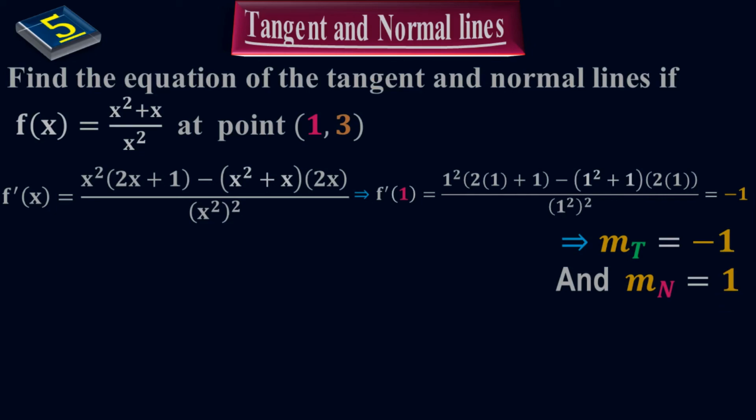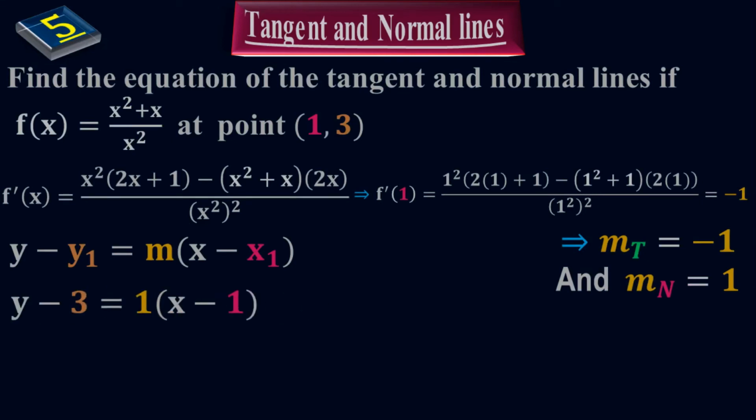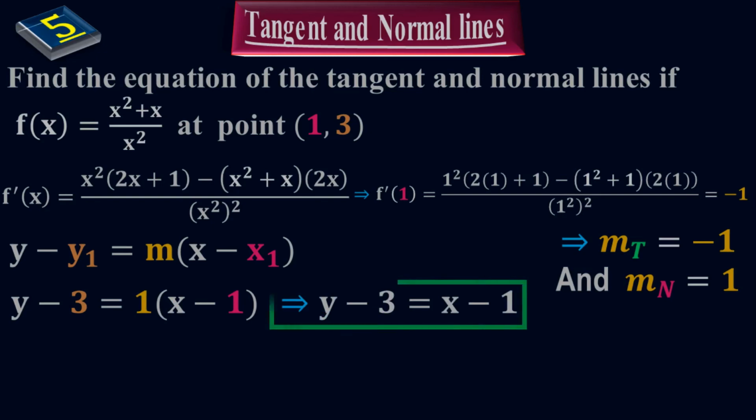From the point-slope form equation, plug in all the respective values to have y minus 3 equals 1 times x minus 1. Because look, y sub 1 is 3 and x sub 1 is 1. The slope of the normal line is 1. So y minus 3 equals x minus 1. This is the equation of the normal line.